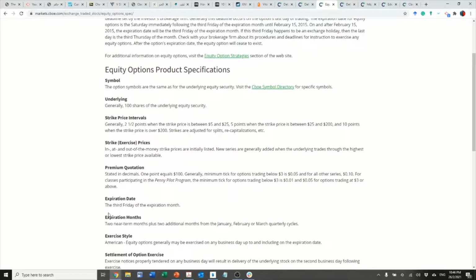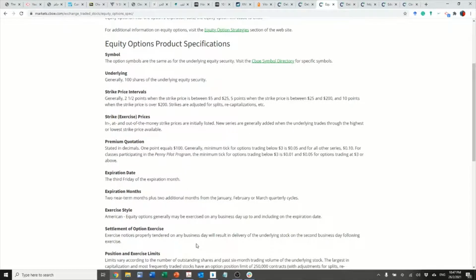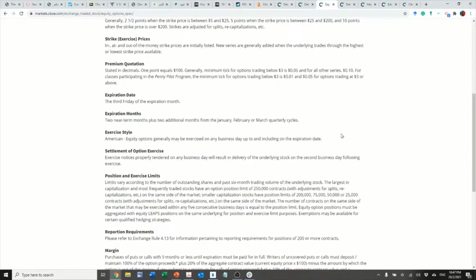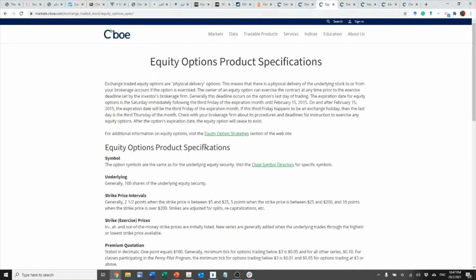Now expiration date is the third Friday of the expiration month. For expiration months, they make available 2 near-term months plus 2 additional months from the January, February, or March quarterly cycles. And generally the exercise style is American for equity options. But if we are dealing with options on stock indices, usually they are European. If you're interested, you can check the specifications for equity options on the CBOE.